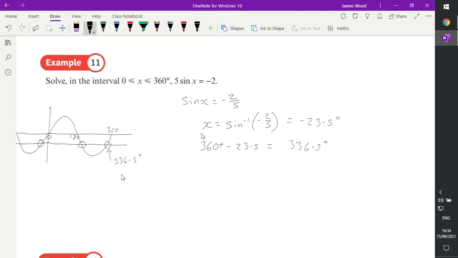The other way that we came up with a solution before was by doing 180 minus our answer. And that will actually work here as well, because this gap here is going to be the same as this gap here. So I can do 180 minus minus 23.5, so 180 plus 23.5, because the gap is going to be the same using the symmetry of the graph. So that's going to give me 203.5 degrees, which is that one in there.